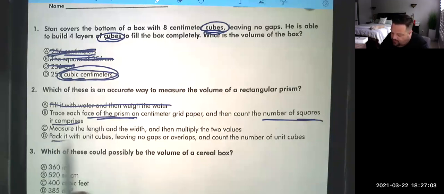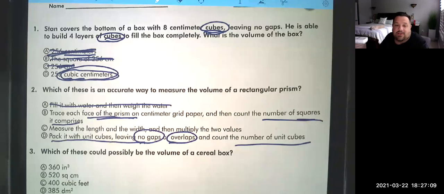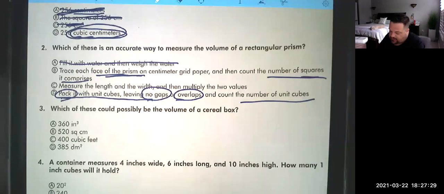I remember whenever we're talking volume, and for test purposes, look for this: no gaps or overlaps and then counting the number of cubes. That's always going to be the answer for volume. A lot of these other things are measuring length, trying to trick you, or area. So make sure volume, it's got to fill a whole thing, pack it with unit cubes, leaving no gaps. That's volume, right? Okay, take a look at number 3.